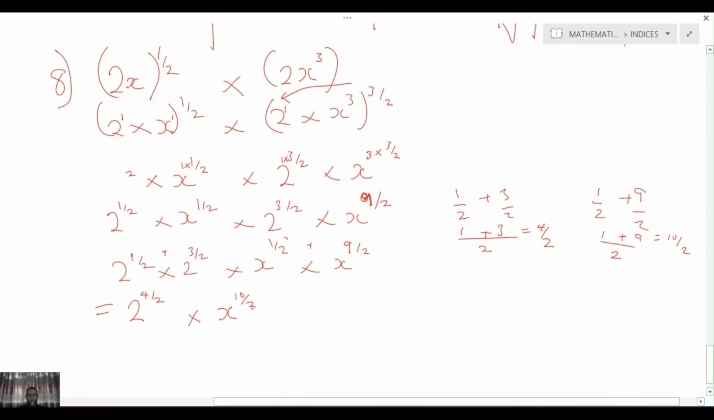Okay, so this, 2 here 1, 2 here 2, 2 here 1, 2 here 5. So this is equal to 4 times x raised to power 5, which is equal to 4x raised to power 5. And this is the final answer.